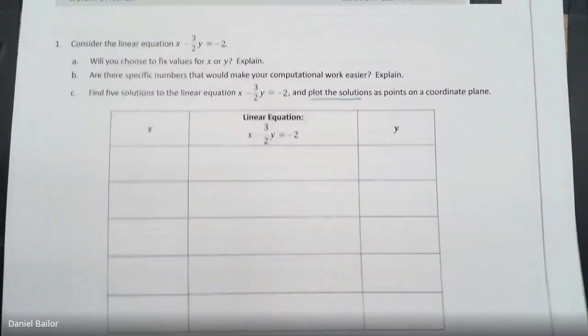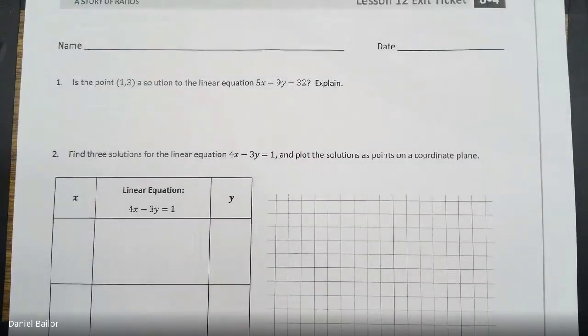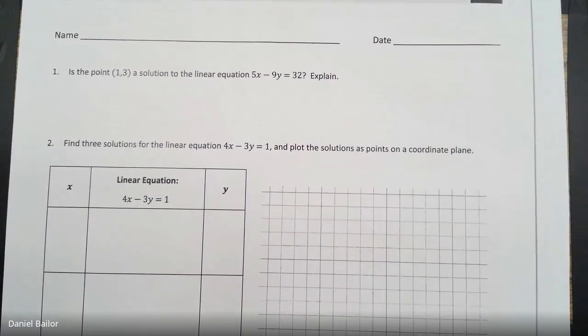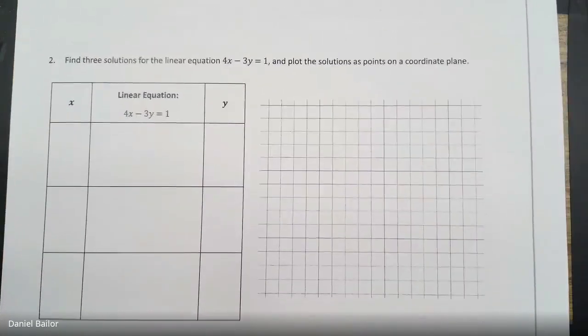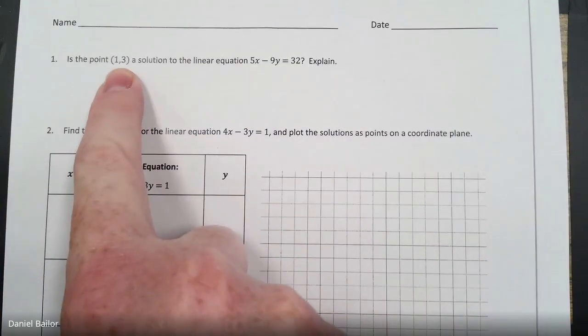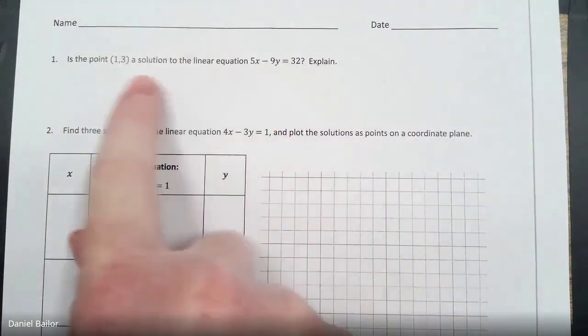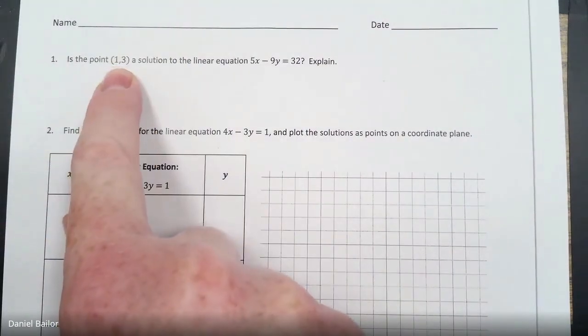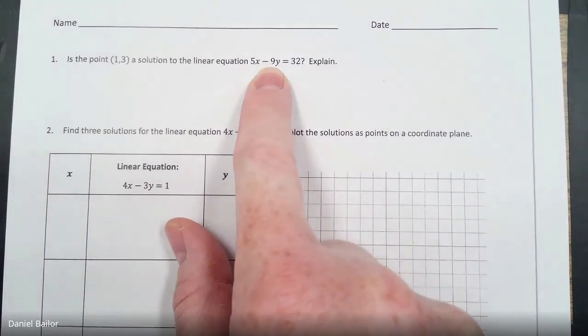And then when you feel confident, go back to the exit ticket that was on page 129 and work on the exit ticket independently. I don't have answers to the exit ticket because this is what you take a picture of and turn in. But they're asking you to do pretty much the same thing. They're asking, does this point work in this equation? So take the x and y from the point, put it in, and see if it works.